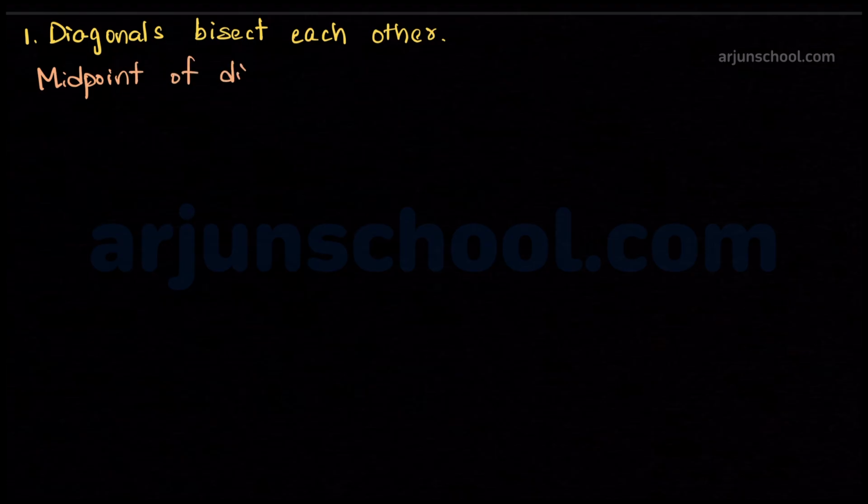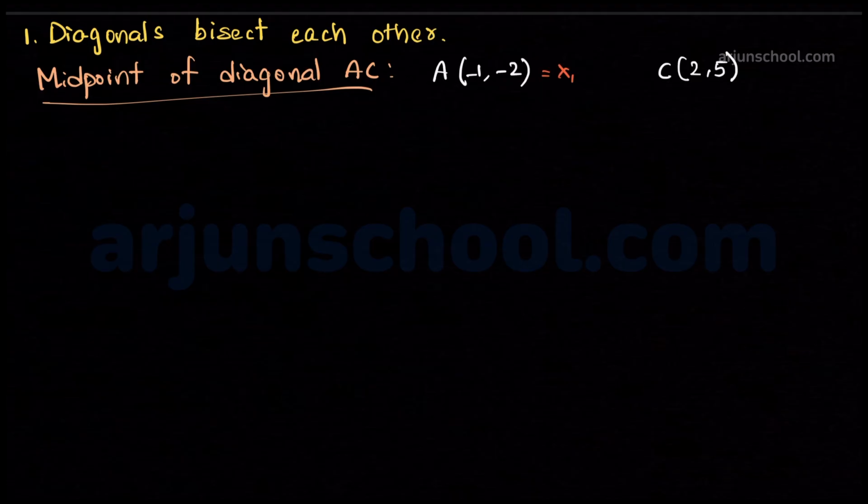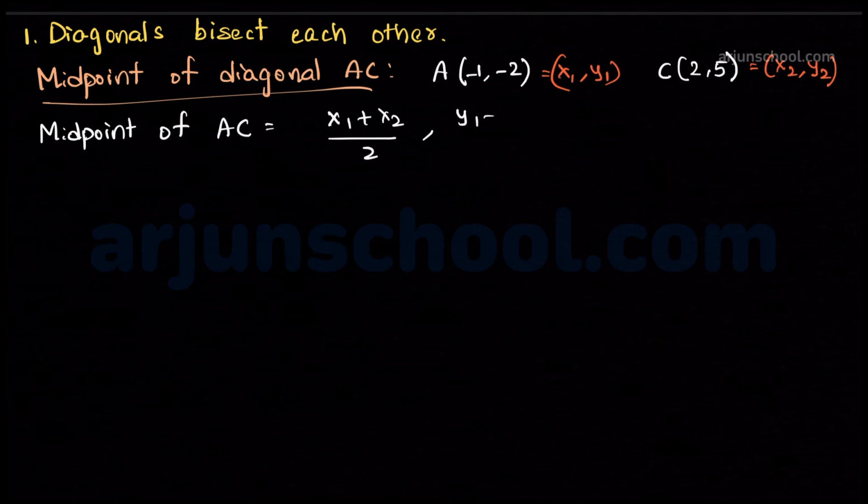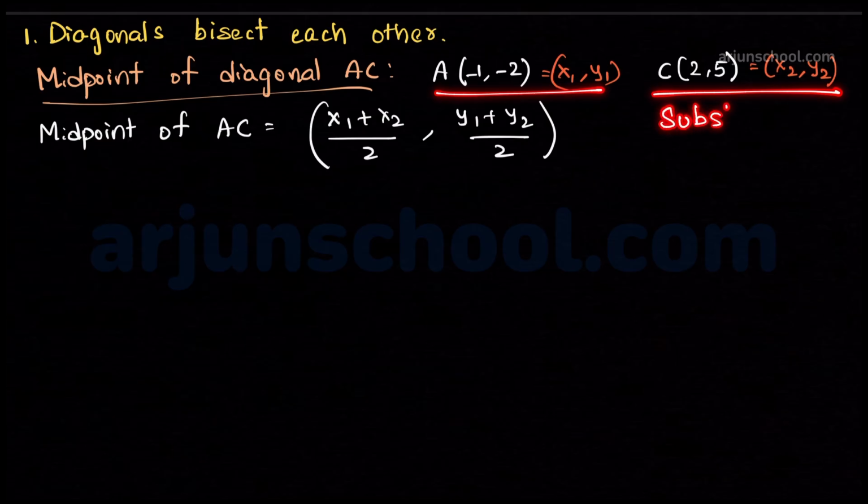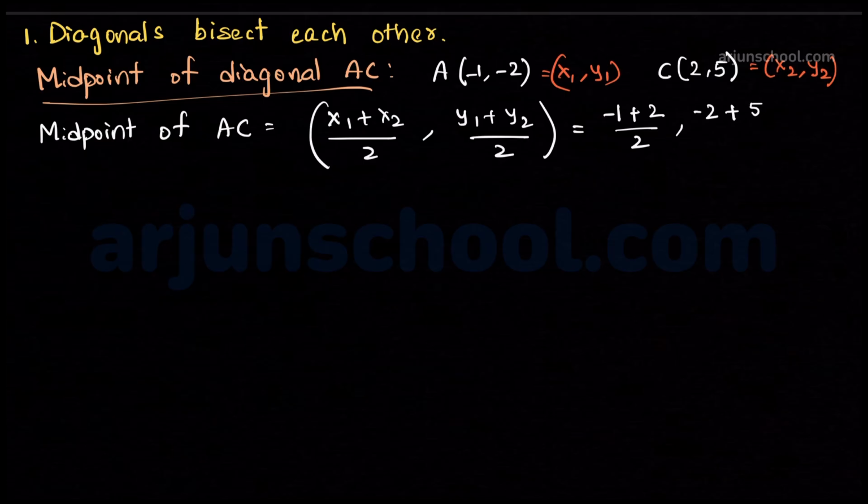Diagonals bisect each other. To check this property, we first compute the midpoint of diagonal AC. Let us consider point A as (x1, y1) and point C as (x2, y2). And what is the midpoint formula? ((x1 plus x2) by 2, average of the x coordinates, (y1 plus y2) by 2, average of the y coordinates). Now let us substitute A and C in this formula. x1 is -1 plus x2 is 2 by 2, comma, y1 is -2 plus y2 is 5 by 2.